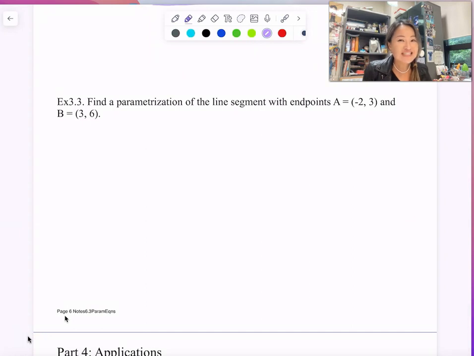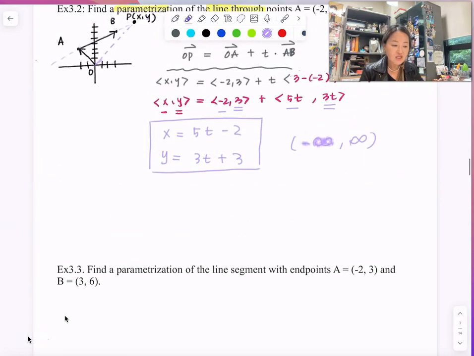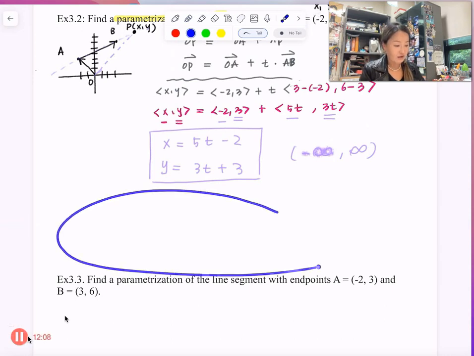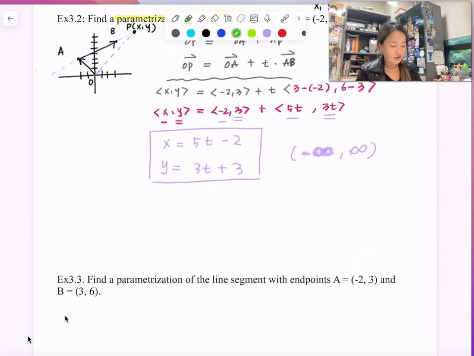Find the parametrization of the line segment with endpoints -2, 3 and 3, 6. Well, aren't these the endpoints? We want it to end right here and right here. That's what the difference is. So we're going to utilize this here. Let's actually do part 3.3 above here. So what does that mean? We got to figure out, so x, remember, it's 5t minus 2. So we got to figure out a new interval. T is between what and what in order for us to make this apply to the line segment?